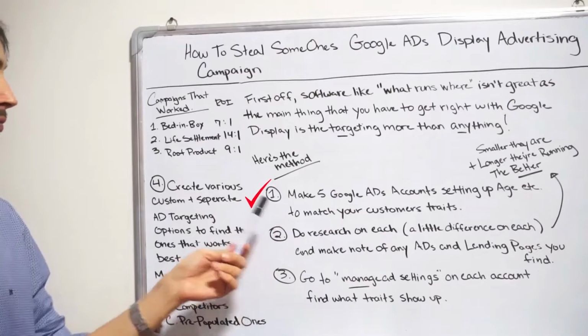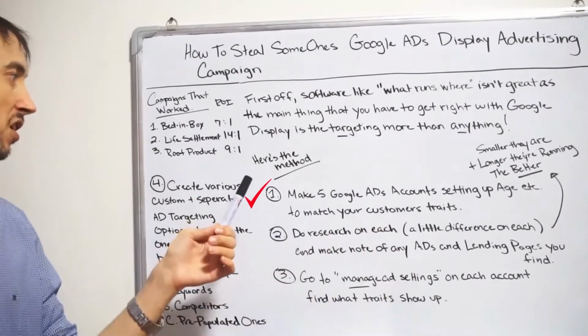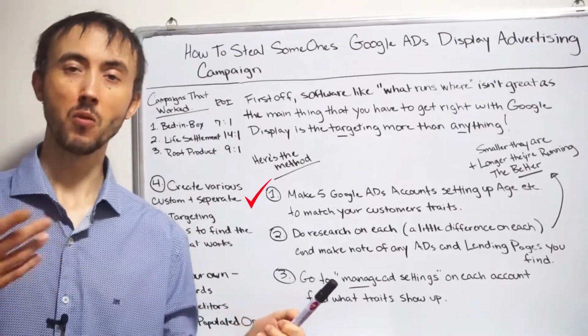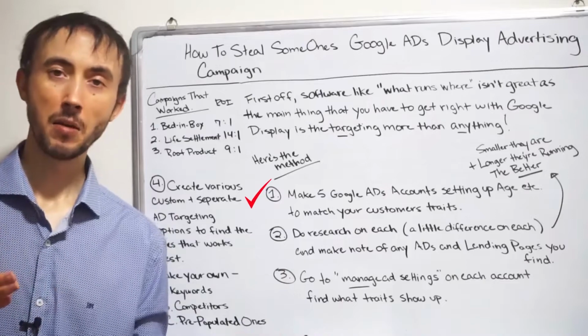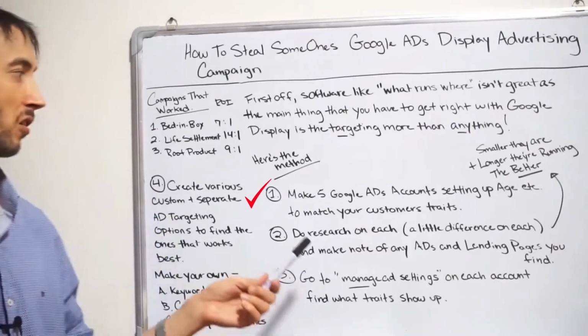So here's the method. First, make 5 Google ad accounts, setting up age and so on and so forth, the traits on the questions where it asks who you are and what you are when you sign up, to match what a typical customer you have now looks like or what you think they look like.